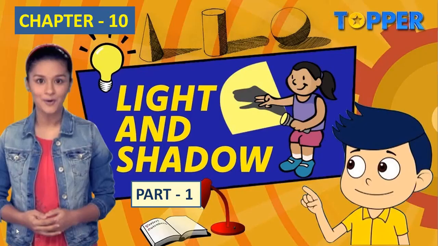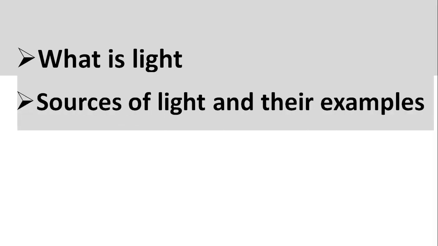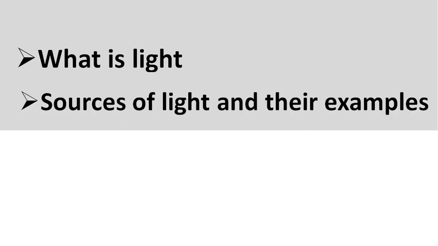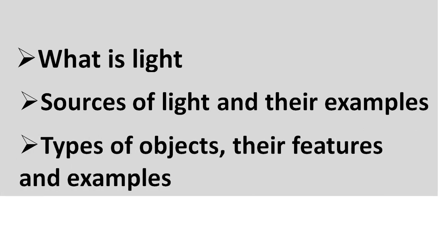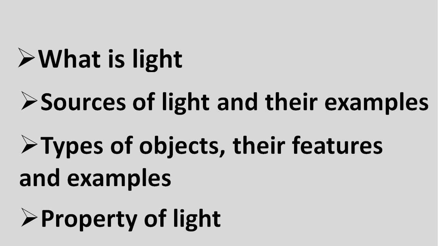Today we will start our new chapter, Chapter 10, Light and Shadow. In today's class, we will discuss what is light, sources of light and examples, types of objects, their features with examples, and properties of light. So children, let's start with light.